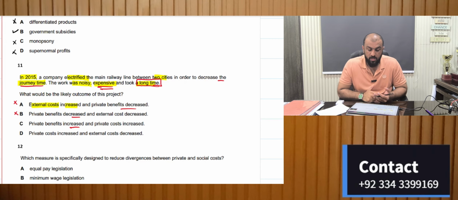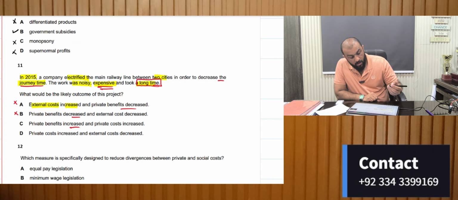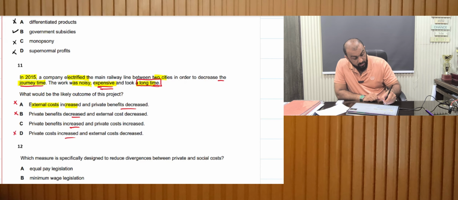And the external cost has also increased. So had this been an option relating to external cost, it would have been correct as well, right? So D is incorrect because private costs have increased, external costs have decreased. No, it has increased.